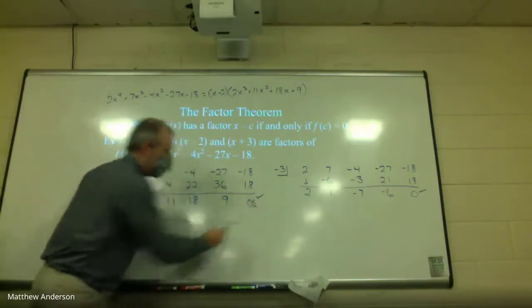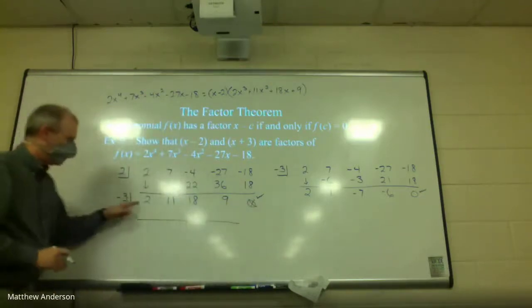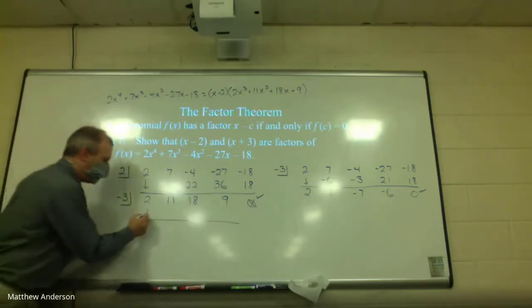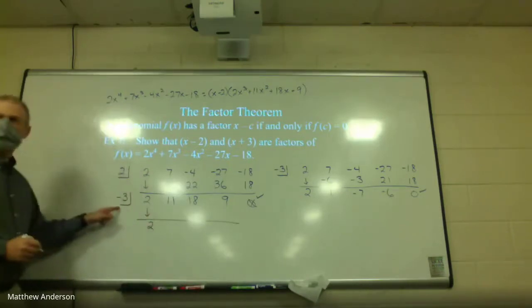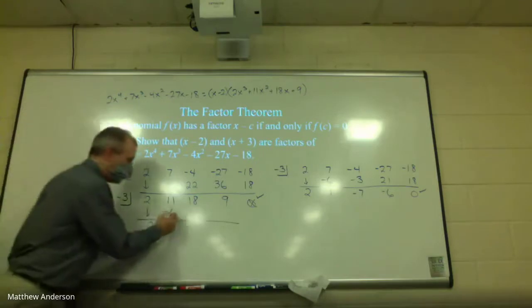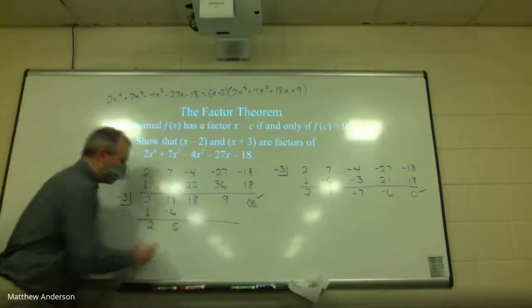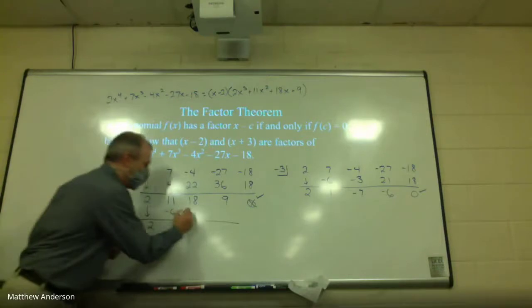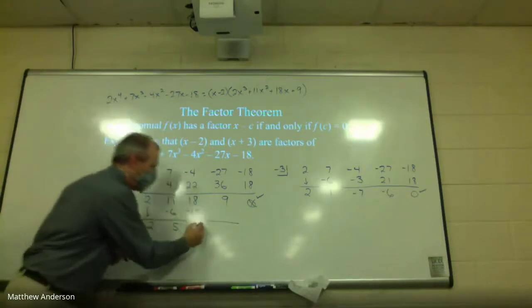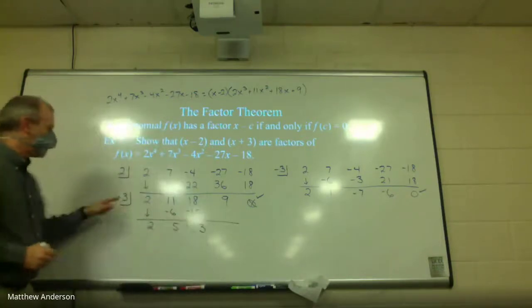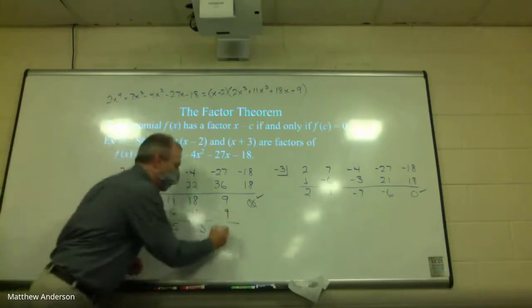And we ignore the remainder because that's gone. But look what happens. If we did this again, we'd bring down the 2. 2 times -3 is -6. That gives us a 5. 5 times -3 is -15. Add that, we get a 3. 3 times -3 is -9. We add that, we get 0.